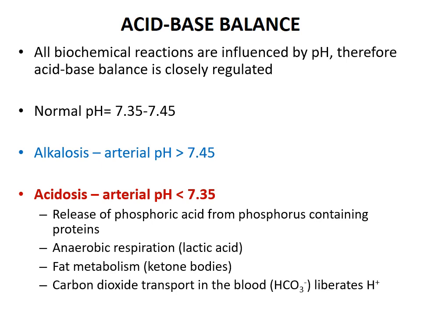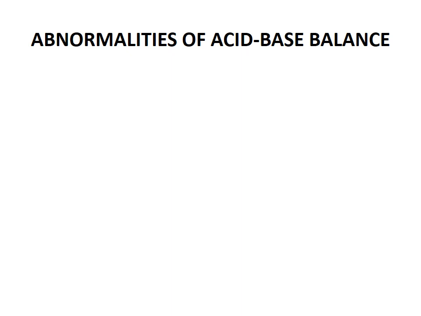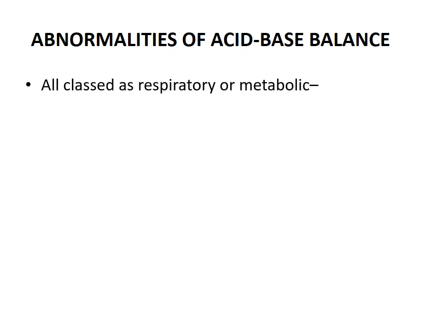Some of the reasons that can lead to acidosis are release of phosphoric acid from phosphorus-containing proteins, the production of lactic acid as a result of anaerobic respiration, formation of ketone bodies by fat metabolism, and also carbon dioxide transport in the blood in the form of bicarbonate, which liberates H ions. Abnormalities of acid-base balance are classified under respiratory and metabolic disturbances.